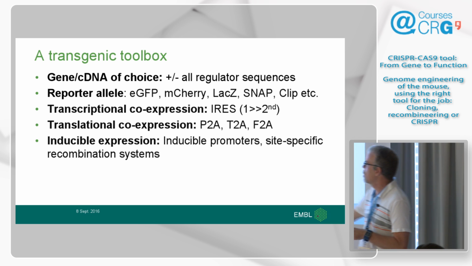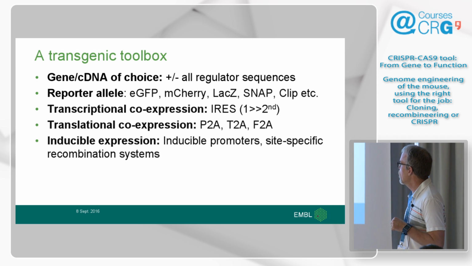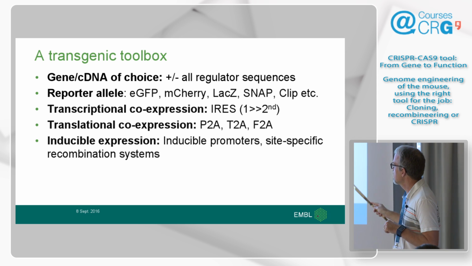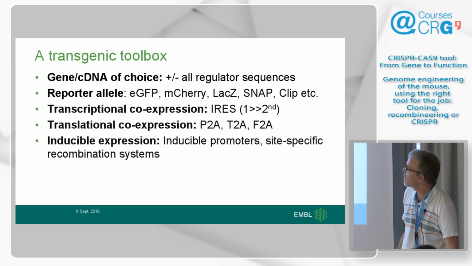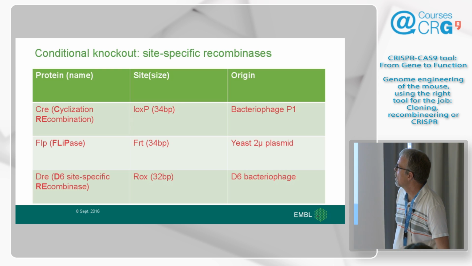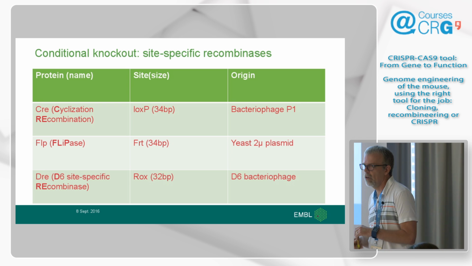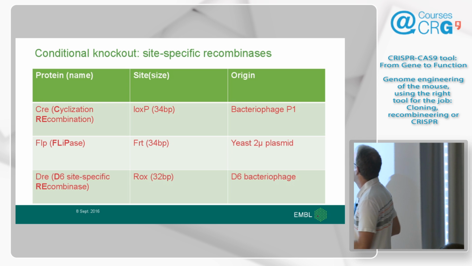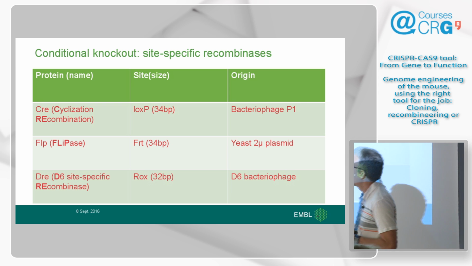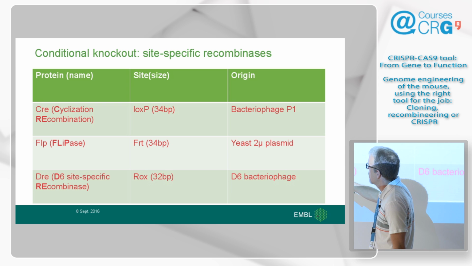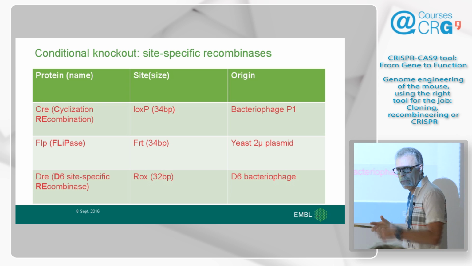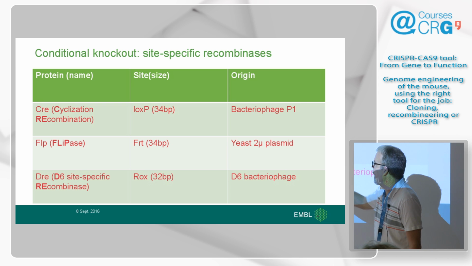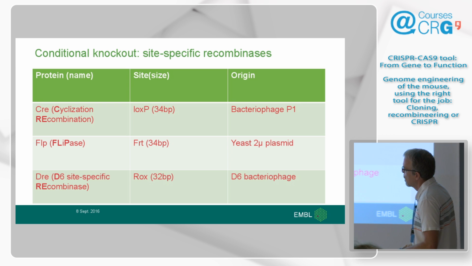So the other thing is inducible expression. Inducible promoters, site-specific recombination systems, which I'm not going to talk about this really, but in the context of these guys, because you can do so much with the site-specific recombination systems. So these are all from my love from the bacterial world, and there's a series of them that we use a lot. One is from the bacteriophage P1, and the protein is named Cre for cyclization recombination. It was named for what it did for the bacteriophage. And then there's this small site called loxP that it acts on, and it's just 34 bases.